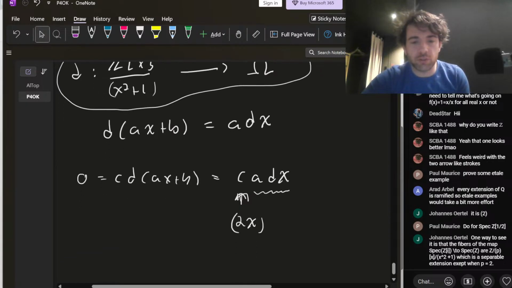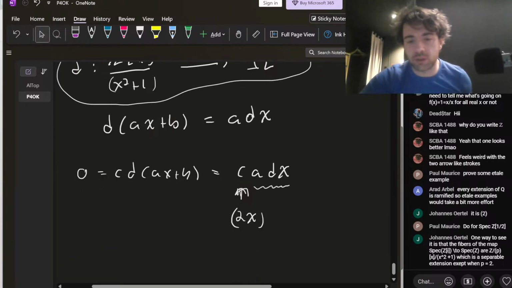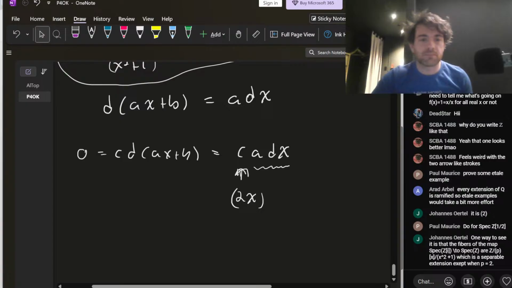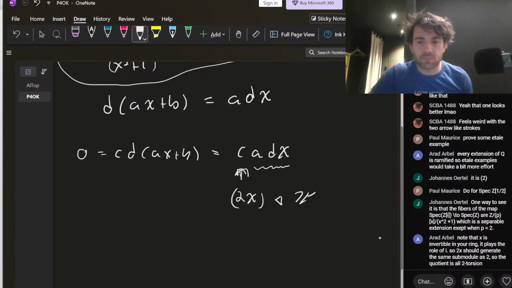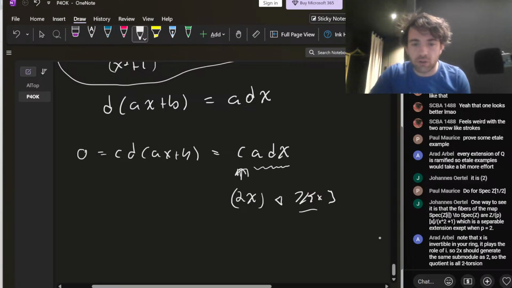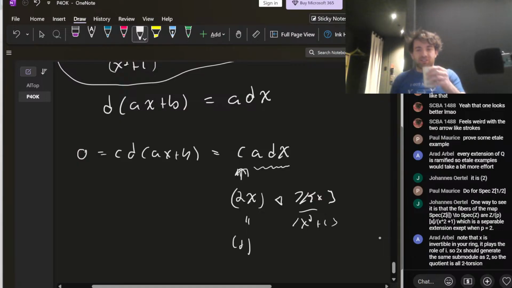Because this computation suggests that it should actually be the ideal 2x. Oh, but x is invertible. So 2x should be the same. Right. Okay. So, there we go. Nice. It took us 3 days, but we got there together, team.